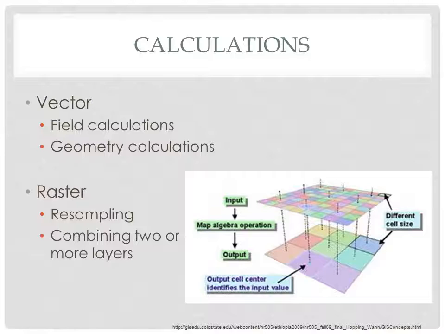Calculations may be made using vector or raster data. For vector data, field calculations and geometry calculations are common. For raster data, resampling and combining two or more layers are common factors to think about when looking at raster analysis. The important difference is that vector data is object-oriented while raster data is grid cell-oriented, which means that the functions of calculations for spatial analysis will vary between the two types of data, the two data models.